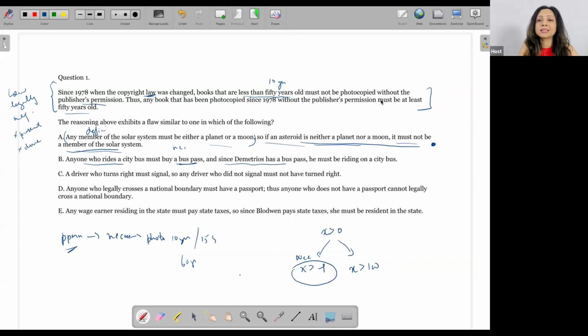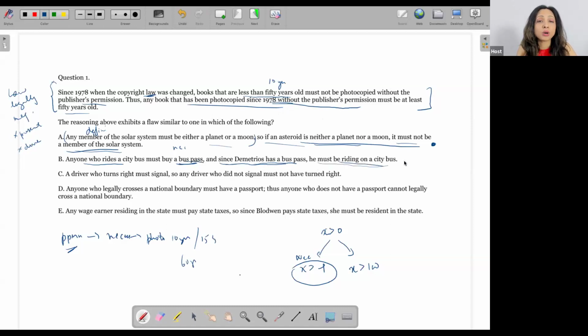Over here, we said that the necessary condition is not being met. Any book that has been photocopied without the publisher's permission, right? Here I'm saying it is not being met in my original argument. Here I'm saying that Demetrios has a bus pass. The necessary condition is being met. He must be riding a city bus.